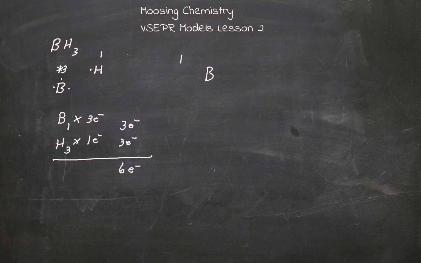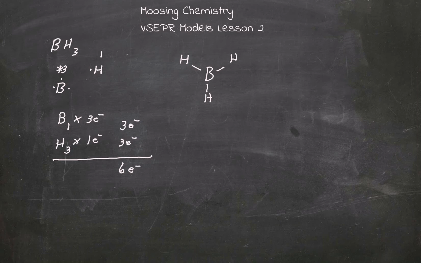So we're going to put H, H, and H. We'll space them out. 2, 4, 6 electrons. So now we've used up all our electrons. But let's see if this is the best possible structure for boron trihydride.